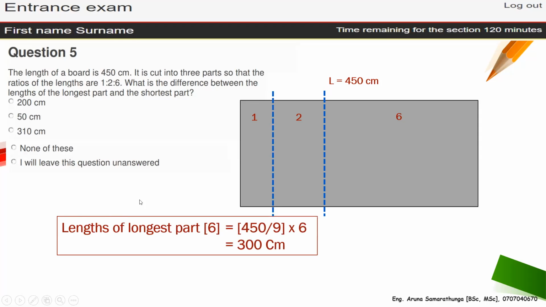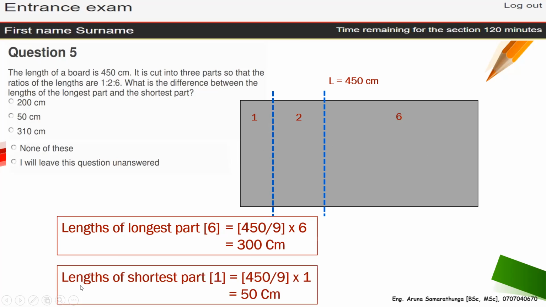So the length of the longest part is 6. The whole length is 450. So you have to divide 450 by 9. Why 9? Here you have how many parts? 1, 2, and 6. Here 6 parts, here 2 parts, here 1 part. So altogether 1 plus 2 plus 6 is 9. So you divide by 9 and multiply by 6 because you have to take the longest one. So the answer is 300 centimeters, but 300 is not the answer.